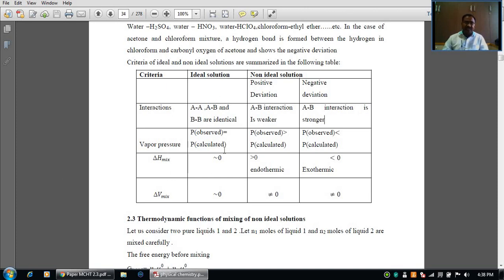In an ideal solution, the enthalpy of mixing is zero. There is no change. But in a non-ideal solution, the change in enthalpy of mixing is endothermic in positive deviation and exothermic in negative deviation. For delta V mixing in an ideal solution, when two components mix, there is no change in volume, hence it is zero. Zero means there is no change. But in positive deviation and negative deviation, delta V mixing is not equal to zero.